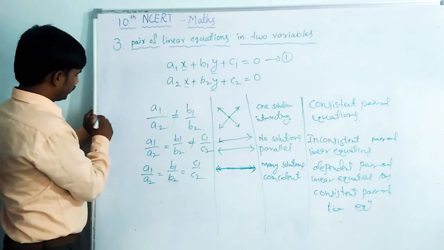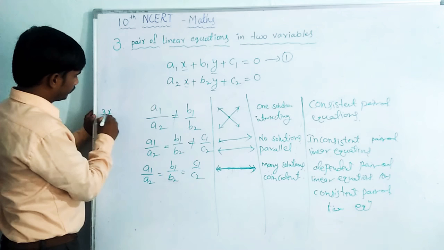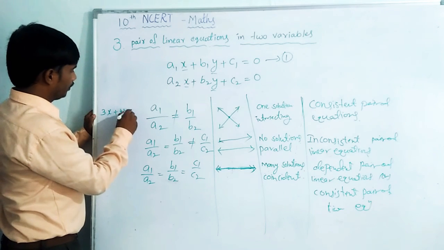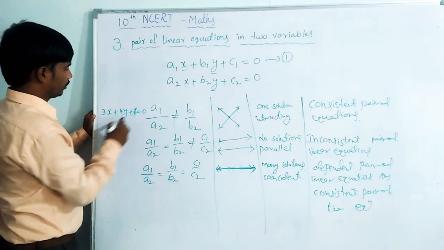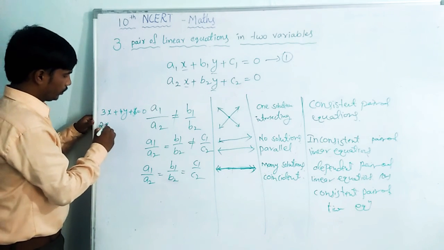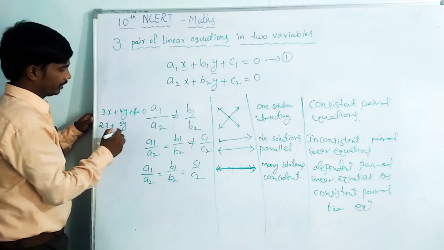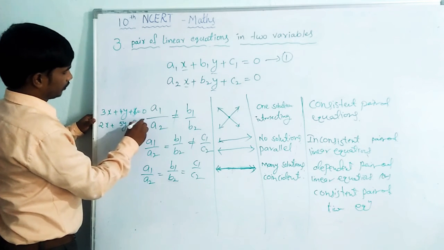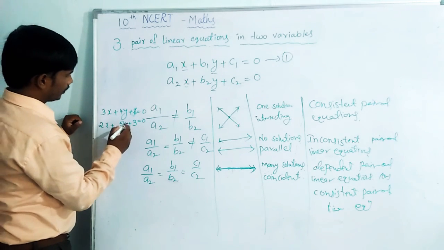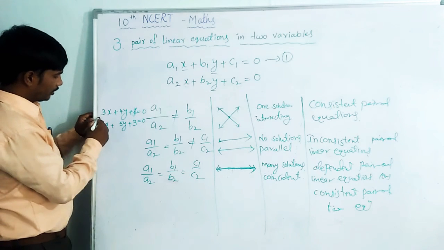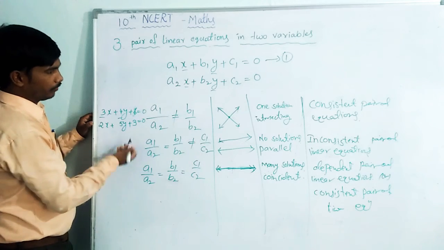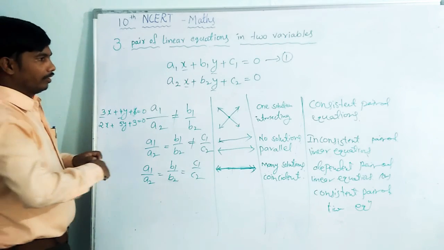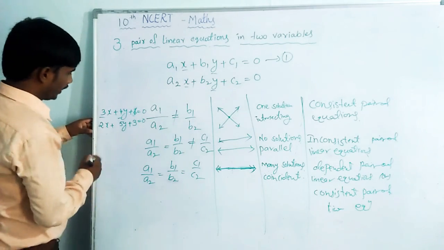Suppose 3x plus 4y plus 6 is equal to 0, and 2x plus 5y plus 3 is equal to 0. Compare, children: 3 by 2 is not equal to 4 by 5. So this is an example for the first case.